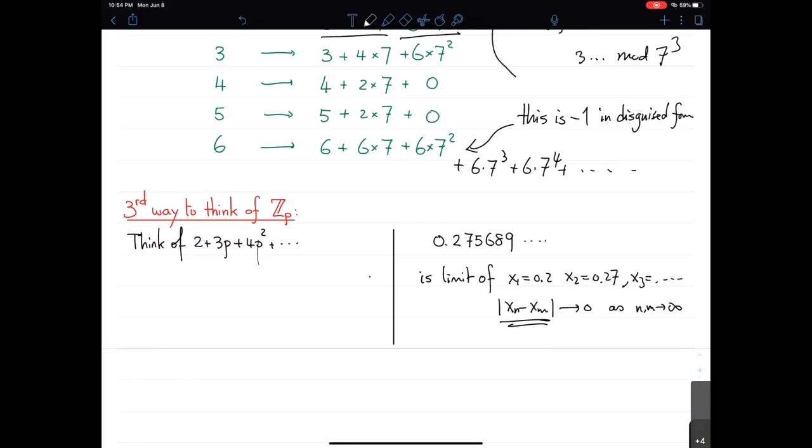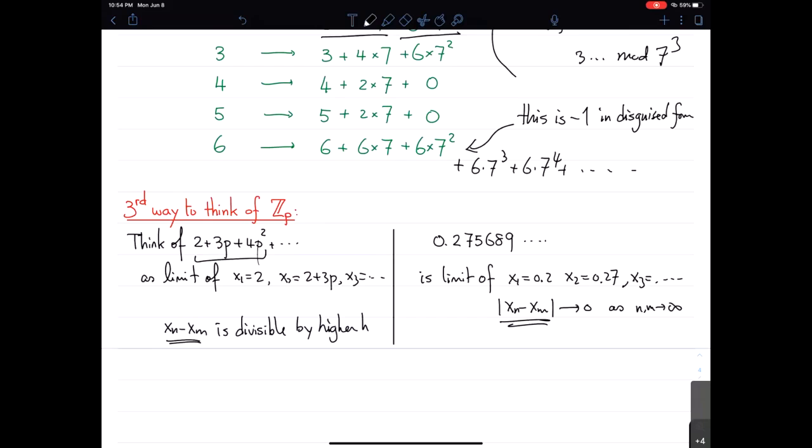And I want to do the same thing for the p-adics. So I think of this as the limit of, for example, x1 equals 2, x2 equals 2 plus 3p, and x3 equals the first 3 terms, and so on and so forth. What happens here is that xn minus xm is divisible by higher and higher powers of p.